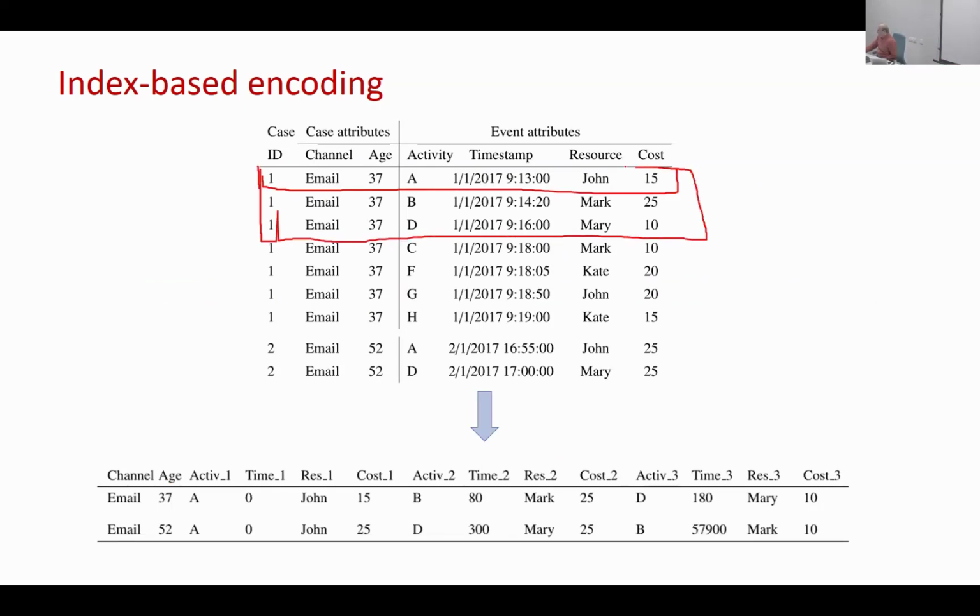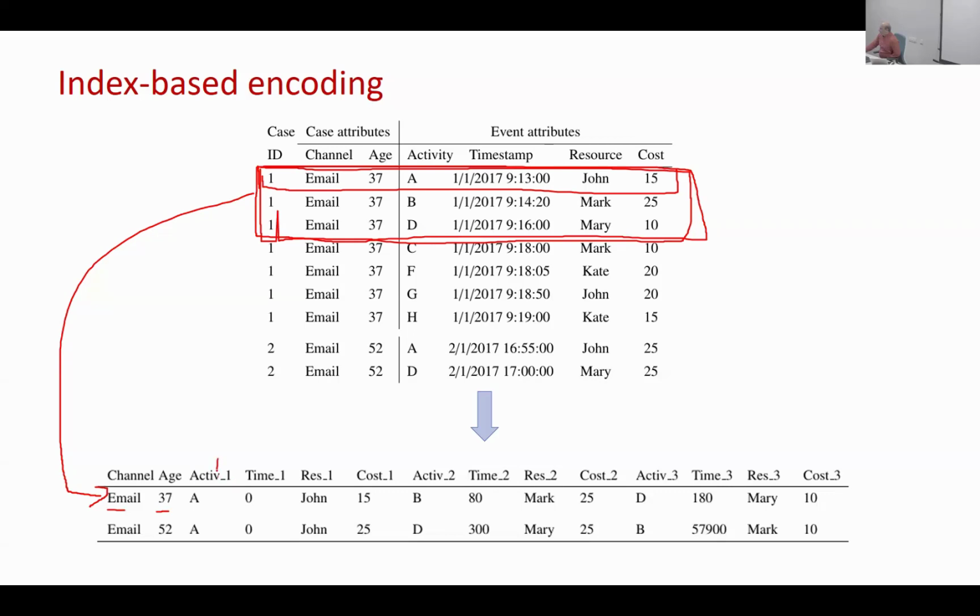Let me take this prefix consisting of the first 3 events of the first case in this event log. That one is encoded by this line, the feature vector. So the case attributes, just copy them around as usual. Channel, age: case attributes become columns in the feature vector.